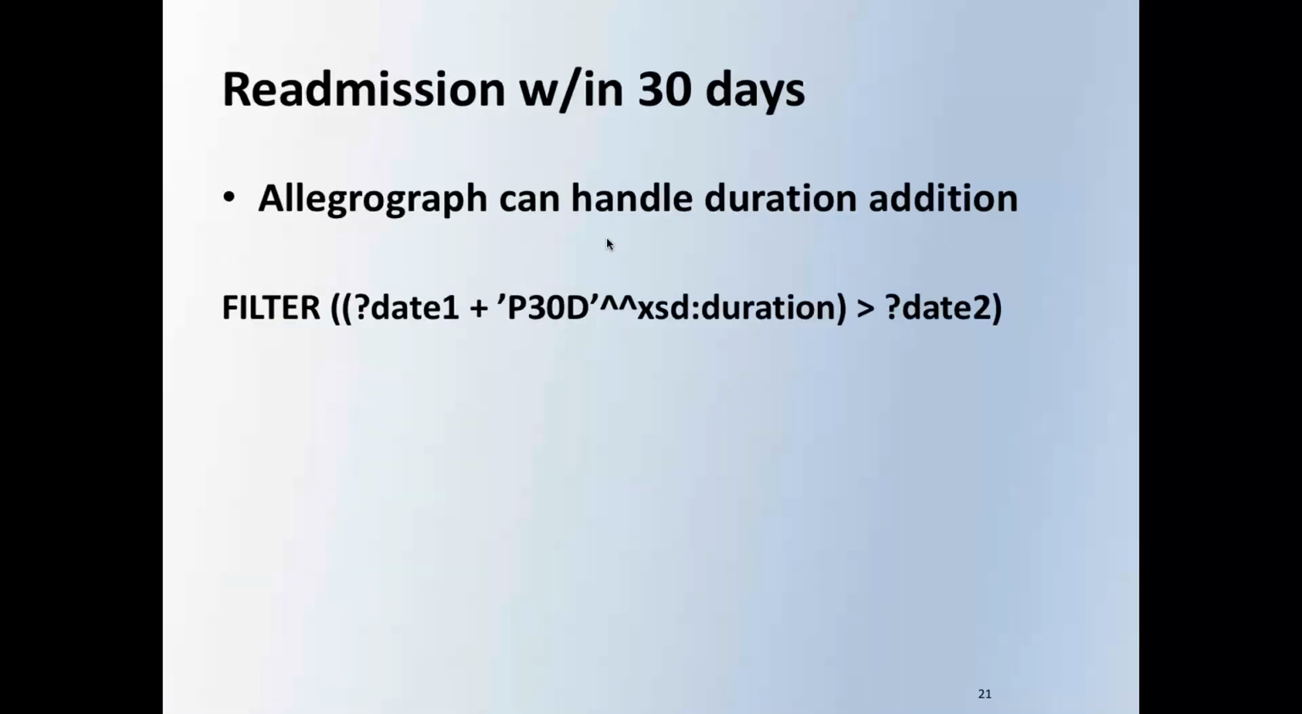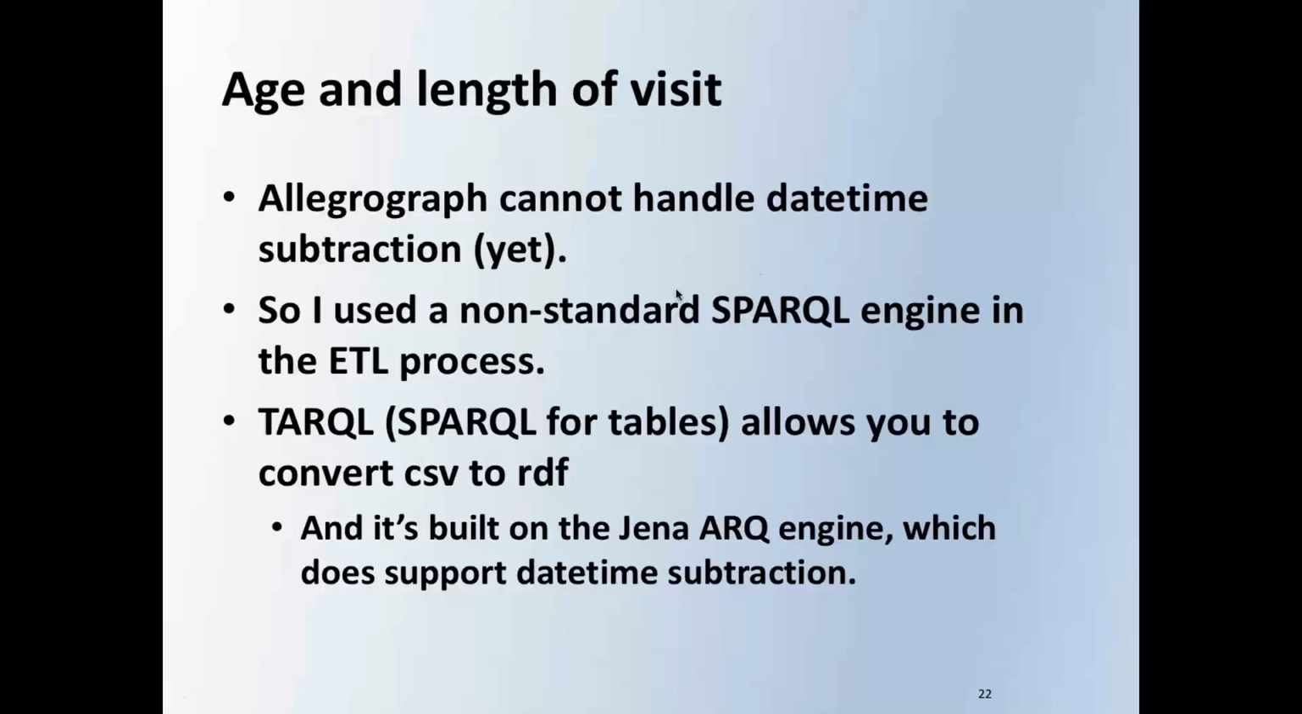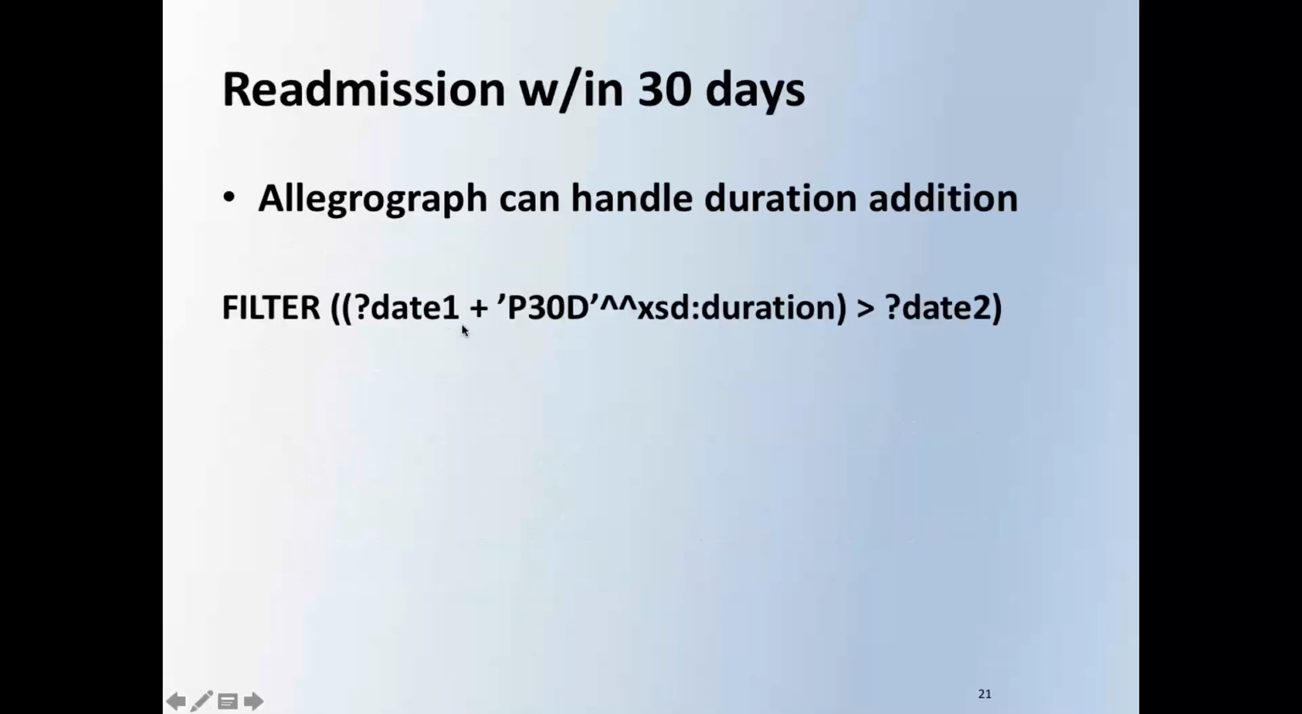So readmission within 30 days is something that Allegrograph can totally handle because it just requires duration addition. To figure out whether something happened within 30 days, you take your first date, add 30 days, and then see whether that is greater than your second date. So that's a straightforward way to find what happened within 30 days that Allegrograph can totally do.